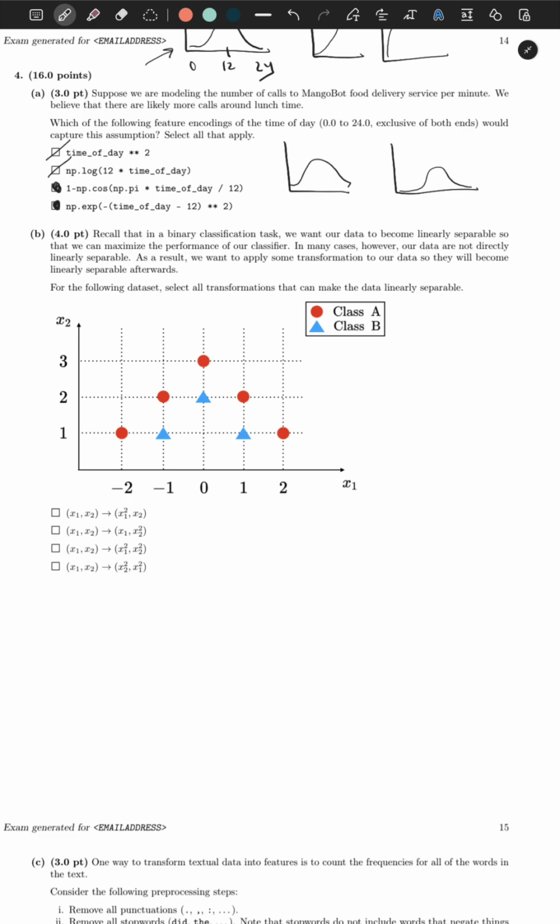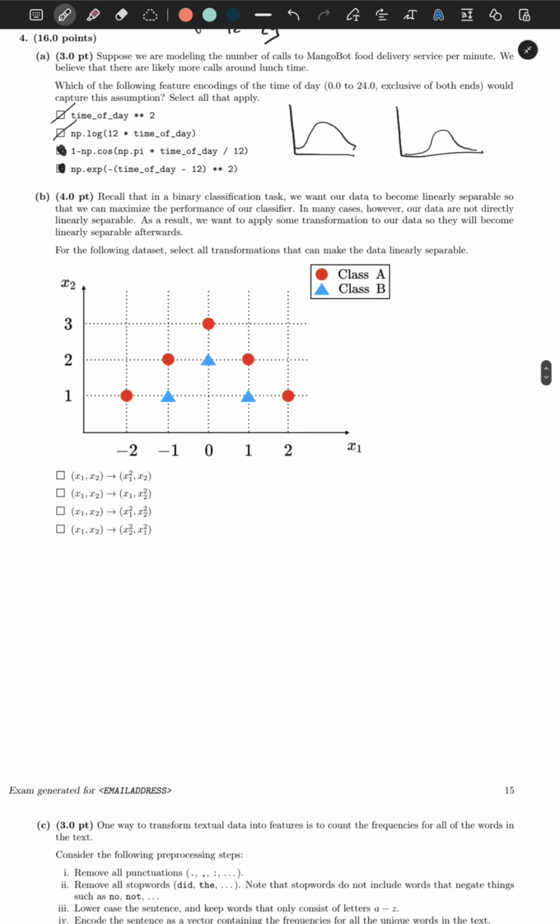Okay, so again for this problem, because this test was open notes and open computer, you could plot these points and make these transformations on some graphing website like Desmos, and then see if your data becomes linearly separable. But we can quickly draw what each of these transformations would look like and then see if our data becomes linearly separable after we apply the transformation. So for the first option that we have here, we're squaring x1.